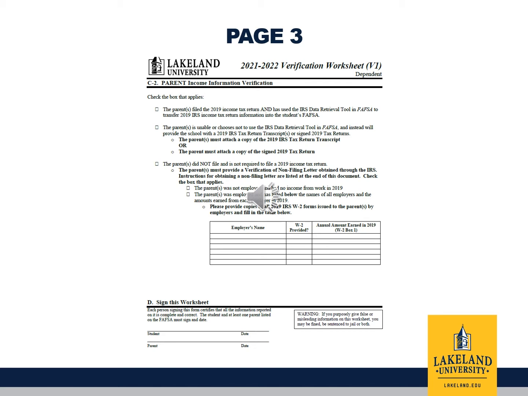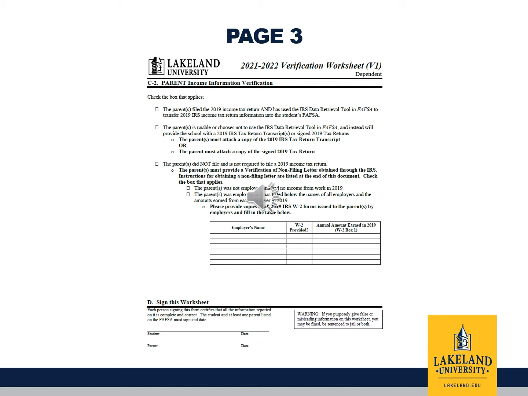If the parent did not file or was not required to file a 2019 tax return, we will need a W-2 form if they had any income. If not, we will need a letter of non-filing from the IRS.